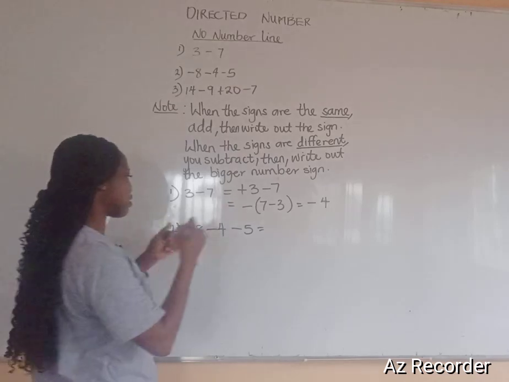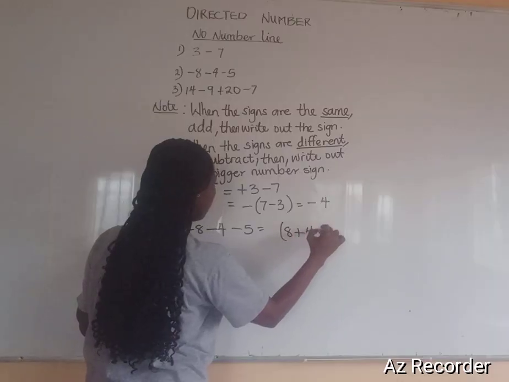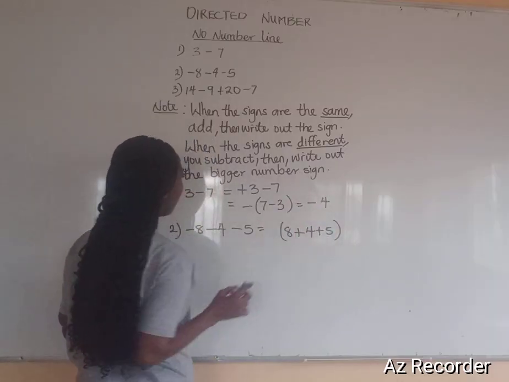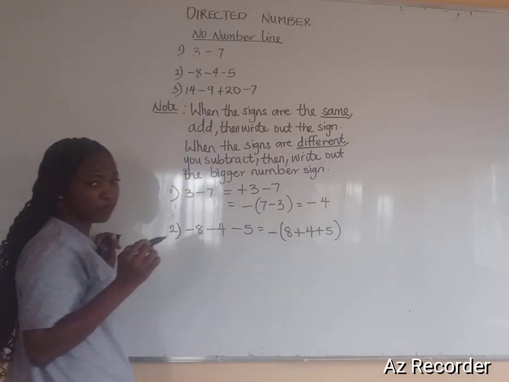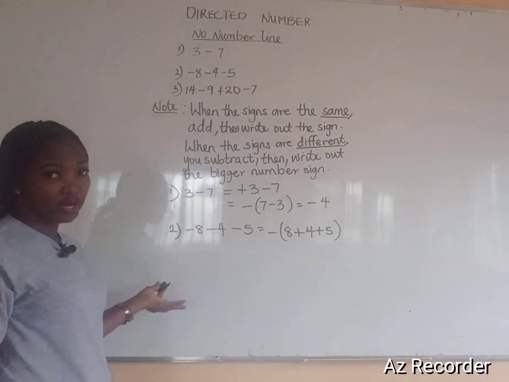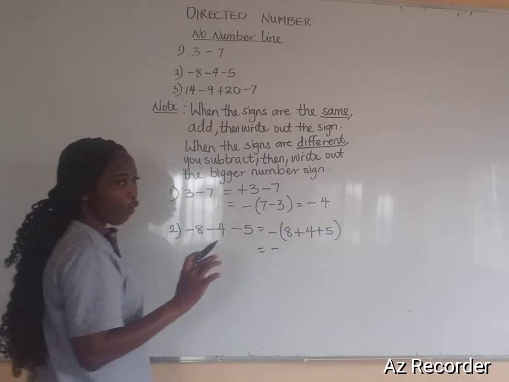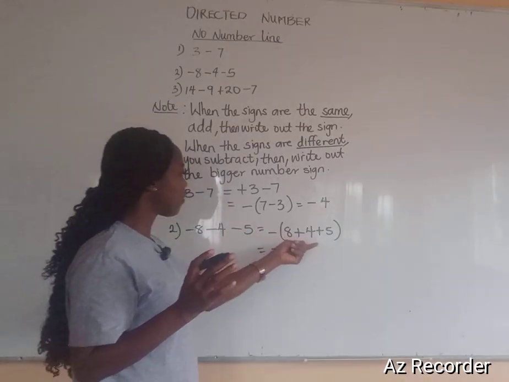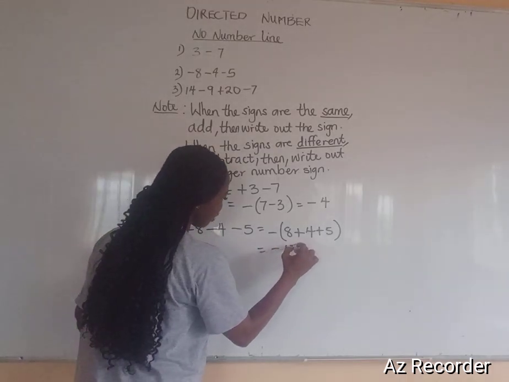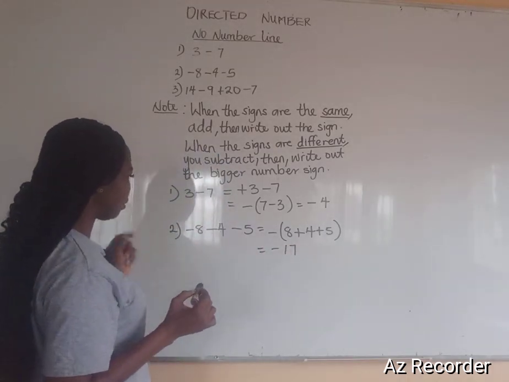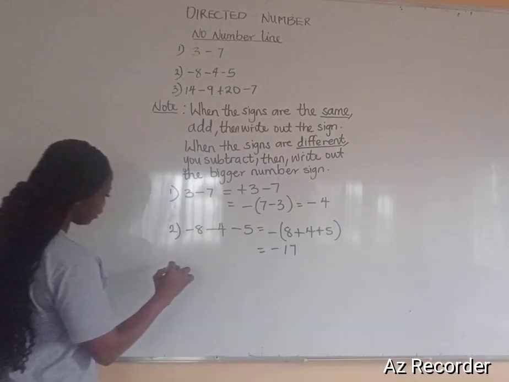So we're going to add it together. This is what we are going to do. 8 plus 4 plus 5. And then the signs are the same, so we should write out the sign. I'll just put my minus in front because they are all the same. So what am I going to do? 8 plus 4 is 12. 12 plus 5 is 17. So I'm going to have minus 17. Wow, this is actually a simple thing. I never knew this topic is this simple. Okay, let's go to the third one.